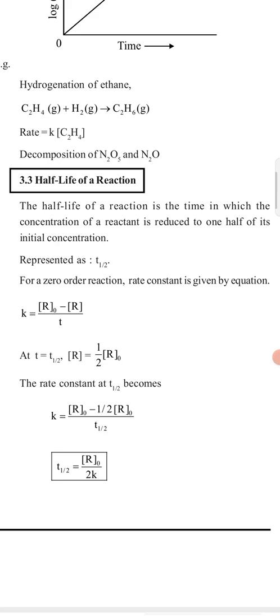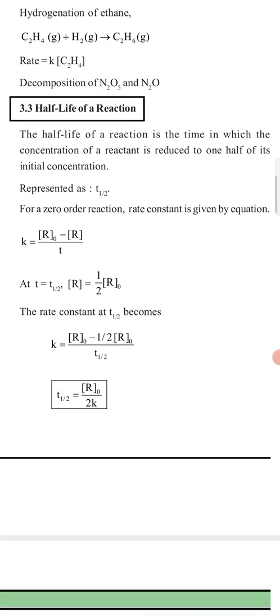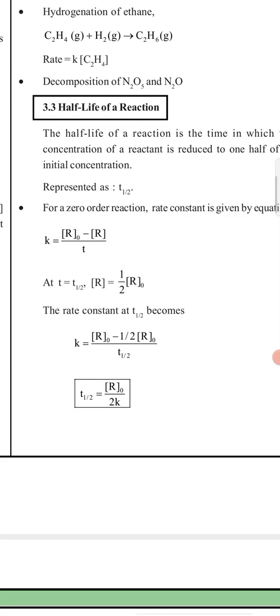Okay. So for the zero order reaction, the rate expression we have already got: k equals (R0 minus R) by t. So when t equals t half, then R equals 1 by 2 into R0. That means the concentration of the reactant is half of its initial concentration. So the rate constant at t half becomes k equals (R0 minus half of R0) by t half. So t half equals R0 by 2k. This is the half-life for the zero order reaction.